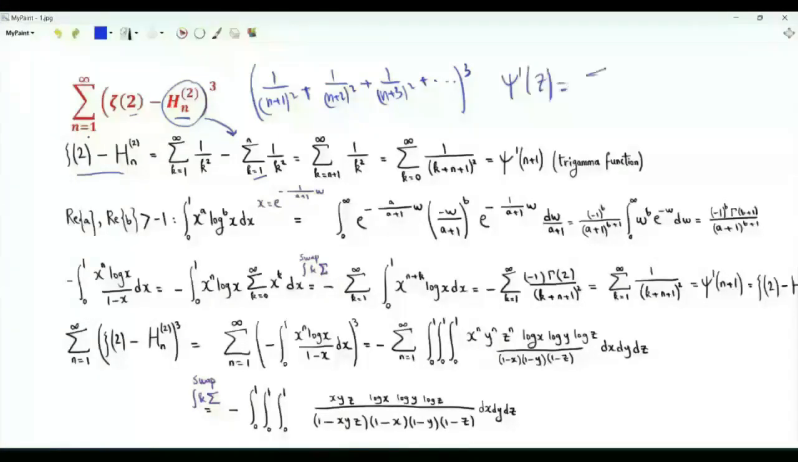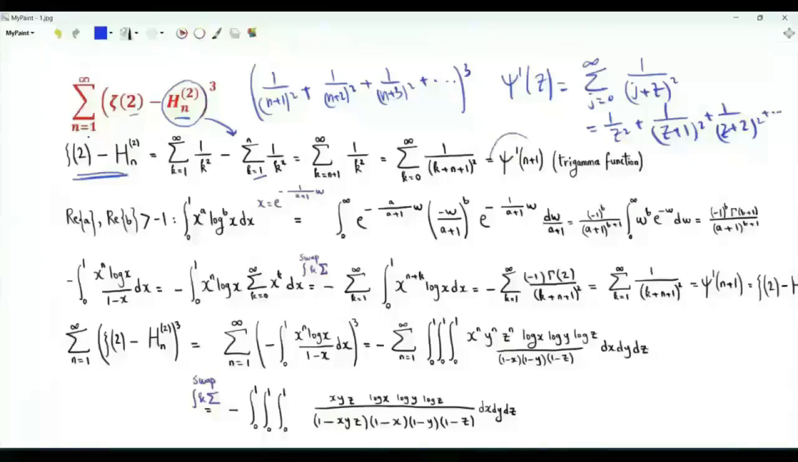Recall that trigamma of z is summation j from 0 to infinity, 1 over j plus z squared. This is equal to 1 over z squared, plus 1 over z plus 1 squared, plus 1 over z plus 2 squared, and so forth. So this difference is trigamma of n plus 1. When we evaluate this sum, we also obtain this triple integral, which is the negative of the sum.